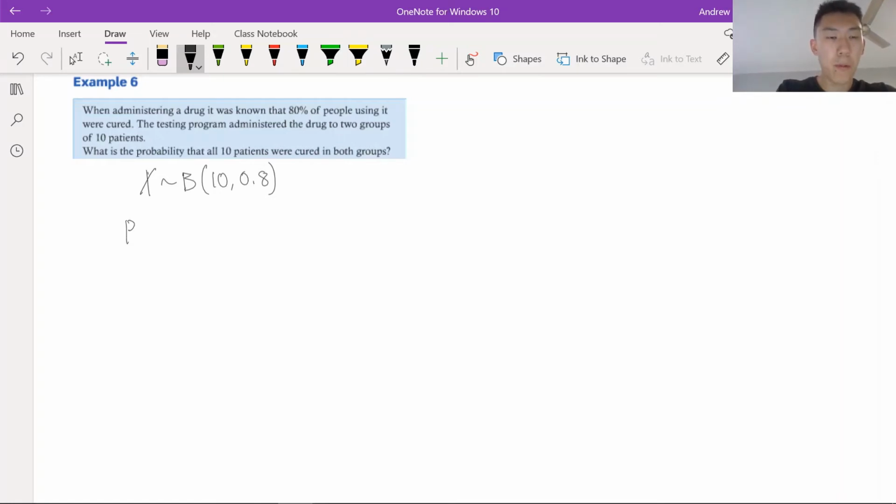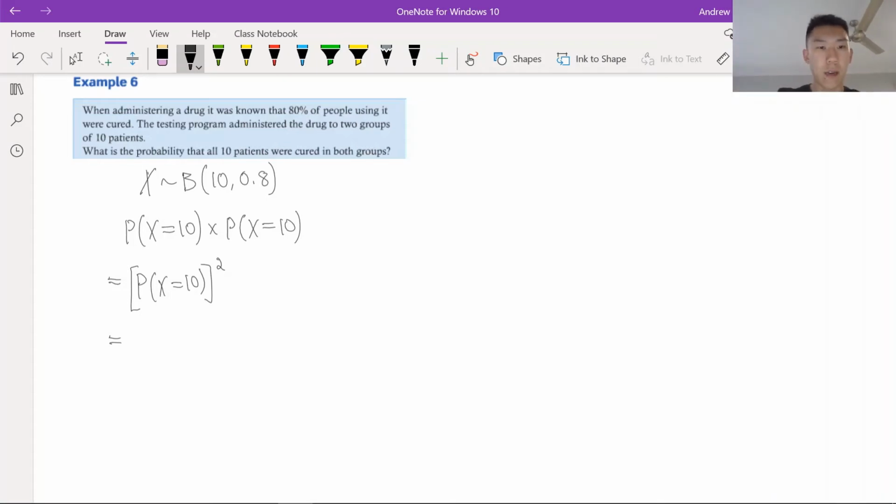So we want the probability of x equals 10. How I guess we can just set it out right from the beginning is we want this, because we want both groups to both have 10 patients cured, and we want the combined probability, so it's multiply. Which basically means this is the probability of x equals 10 all squared, right? And then we just apply the formula and figure out the answer.